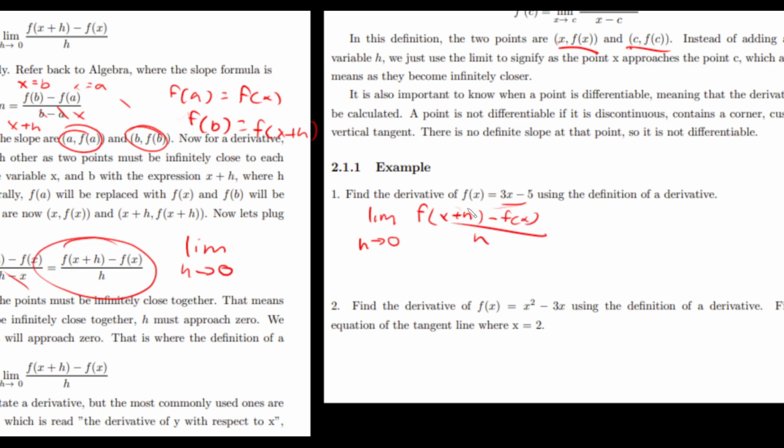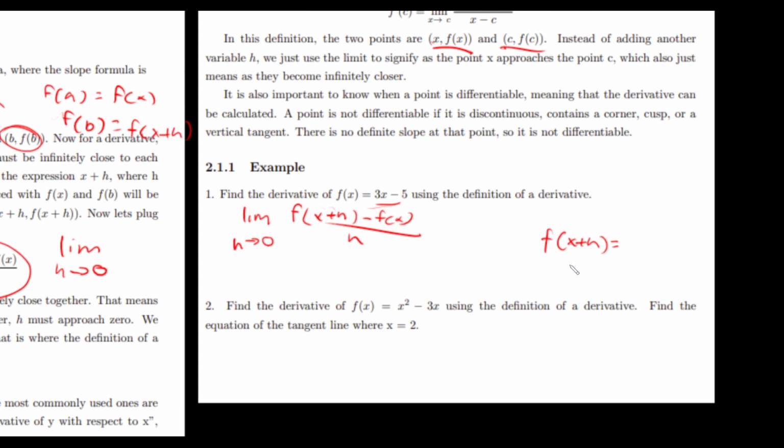And then basically what we can do here is, let's first substitute in f of x and f of x plus h. So f of x is easy. We just plug in this little part. What's f of x plus h? Well, it's also easy. You just plug in x plus h for wherever you see the x. So basically that'll be 3 times x plus h minus 5, which is 3x plus 3h minus 5. So we can just plug that in.